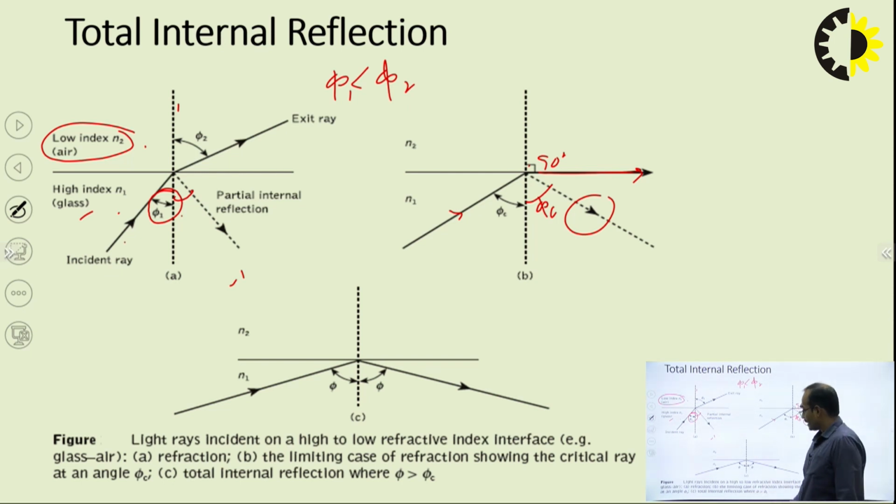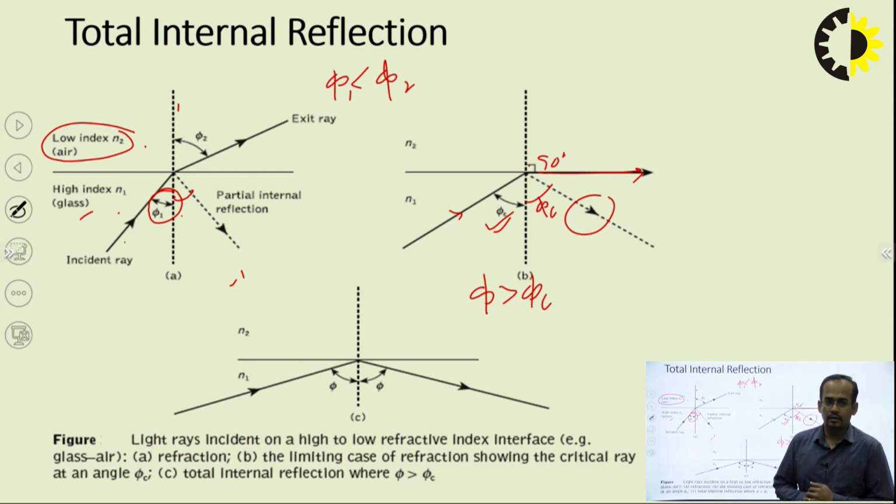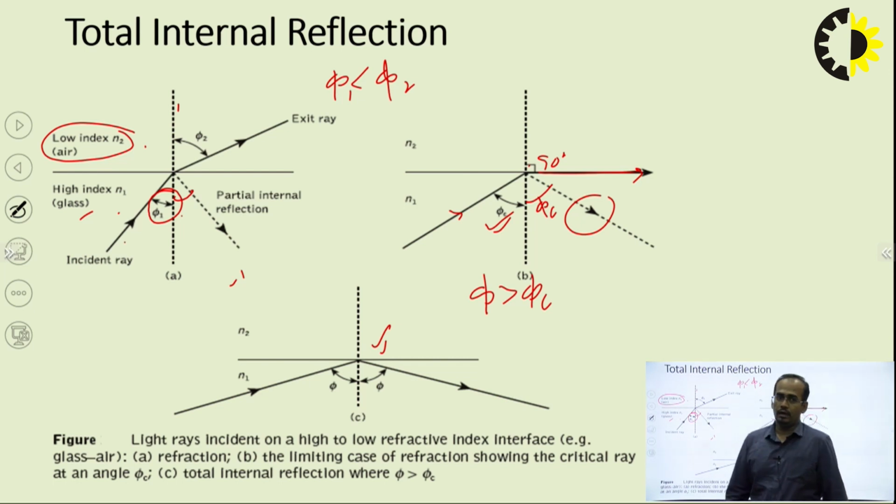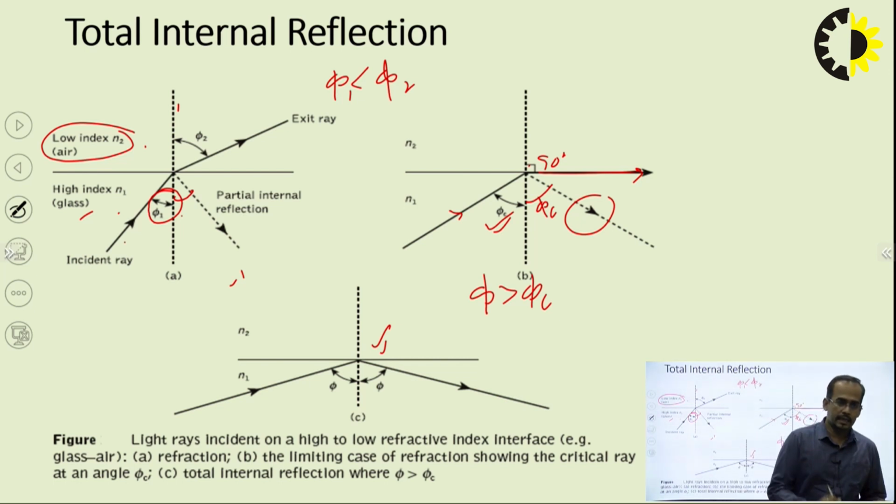Now, if the angle of incidence is greater than this critical angle, if phi is greater than phi c, then what is going to happen? There will be no refraction. So, we have to see this. This case is known as total internal reflection. If I put the incident angle greater than the critical angle, in that case we will observe the total internal reflection phenomena.